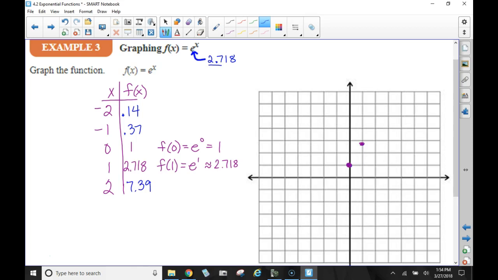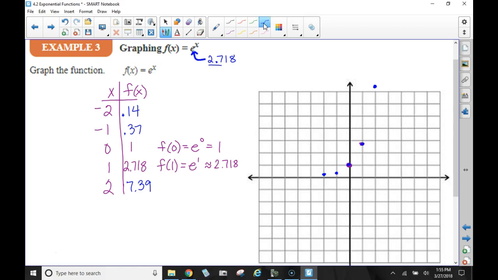Because when I plot those points, it's not really going to matter between 7.39 and 7.389, I'm pretty sure. So when x is -2, our function is at 0.14. When x is -1, our function is at 0.37, a little bit above that. You have to kind of do the best you can there. We already have (0, 1) and (1, e), 2.7-ish. And then we also have 2, and then about 7.4. There's 7, so about 7.4 might be about right up there.